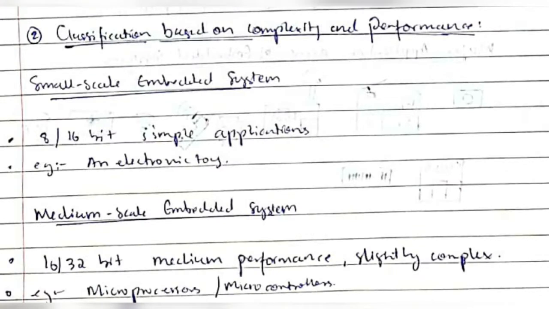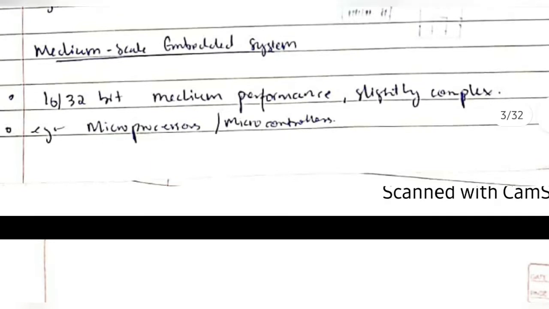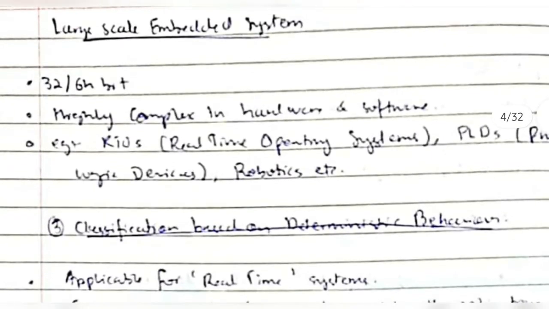The second classification is based on complexity and performance. There are three types. The first one is small scale, which is used in simple applications like an electronic toy. The second one is medium scale, which is 16 to 32 bit and used in microprocessors and microcontrollers. The third one is large scale, which is used in real-time operating systems, PLDs, and robotics.